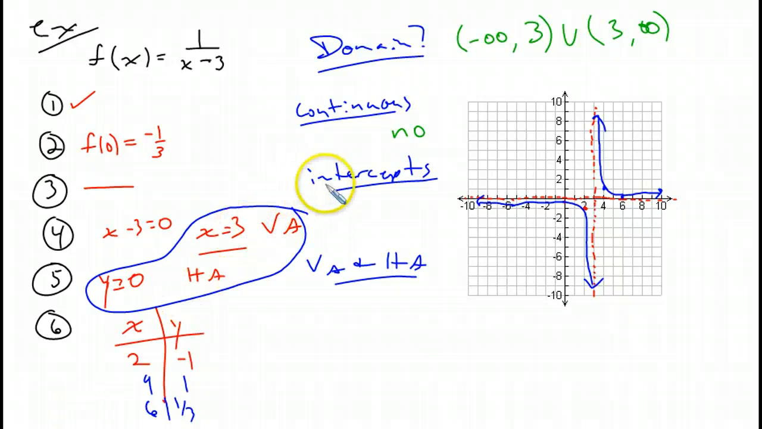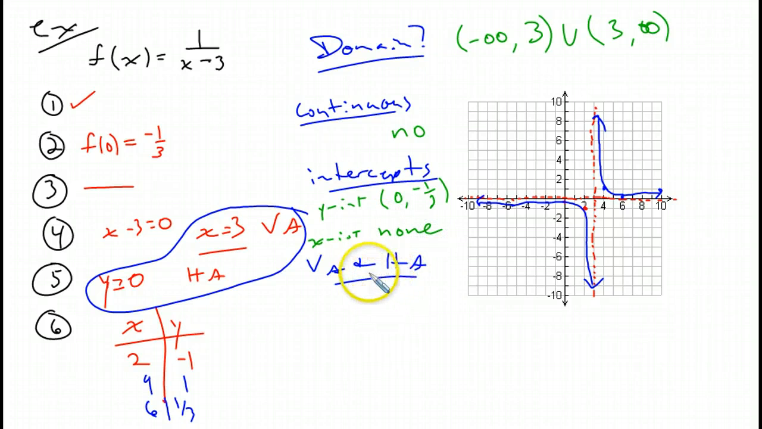For my intercepts, my y-intercept is 0, 1/3. Sorry, 0, negative 1/3. And for my x-intercept, I never cross the x-axis because of that horizontal asymptote, so there are none. Don't write 0. 0 is a number. 0 tells me something. Just write the word none, or there are no x-intercepts, or something to that effect. Our vertical asymptote is x equals 3. Our horizontal asymptote is y equals 0. Good to go. Happy day.